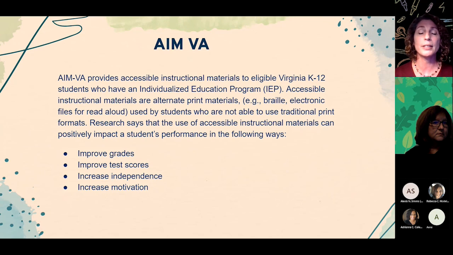Every school has an AIM Virginia representative, and they can request textbooks and, for example, books that they might be reading in English class. They can request those in alternate formats for the students.